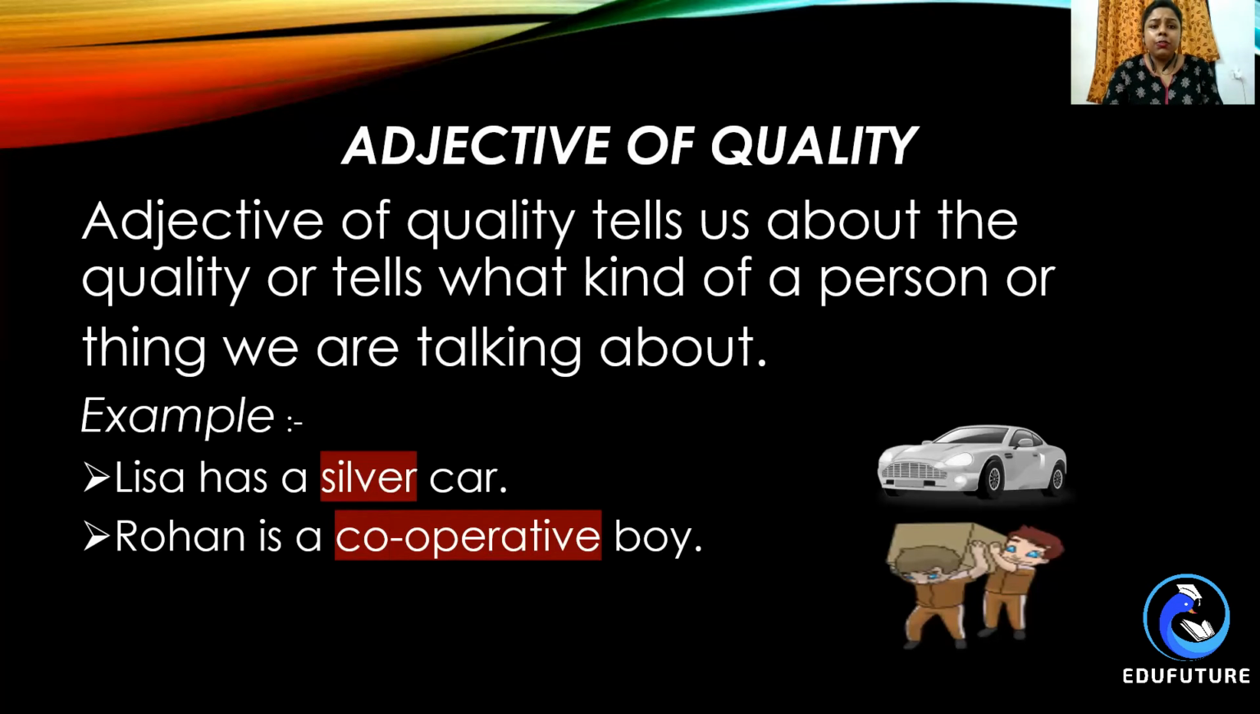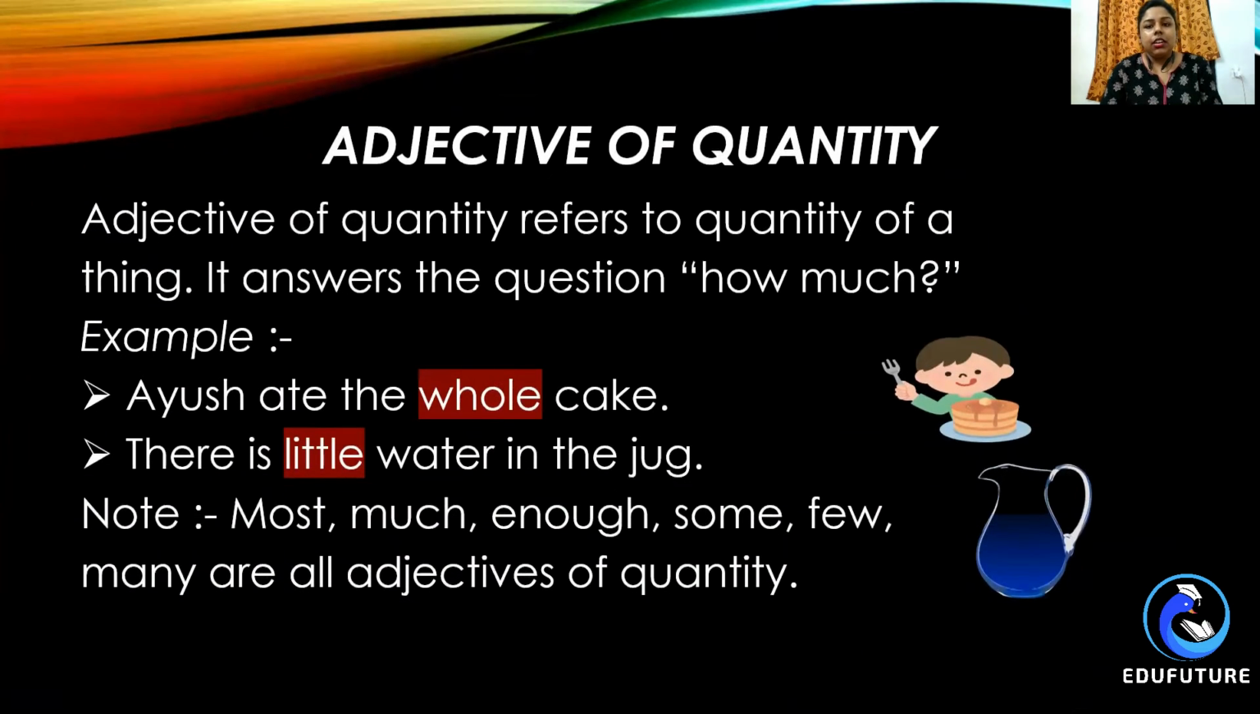Now, next we move to the adjective of quantity. What does adjective of quantity state? It refers to the quantity of a thing. That means it answers the question how much. For example, look at the first one. Ayush ate the whole cake. What did Ayush do? He ate the entire cake, the whole cake. Therefore, whole is the adjective of quantity in the sentence.